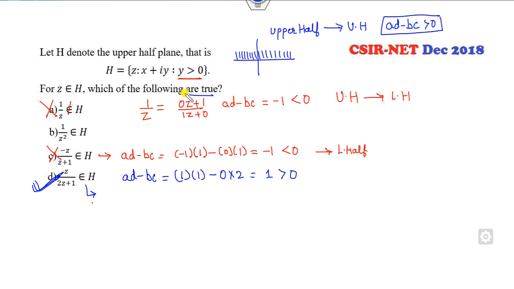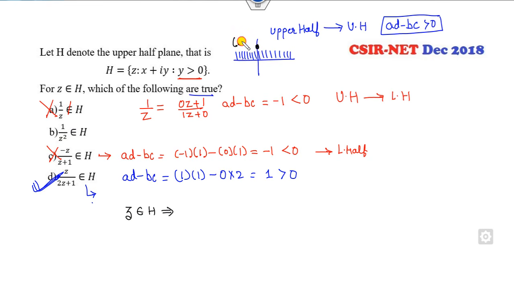Now look at this one, because it may have more than one correct option, but it is not a linear function. So we can't apply AD minus BC. So what we can do, I can choose any z which belongs to H. I can take any number here. So this is the number.